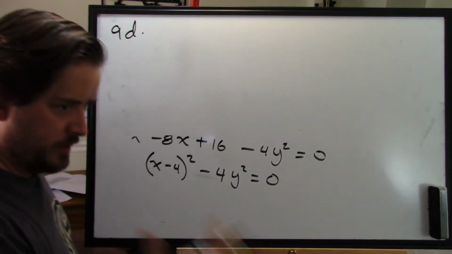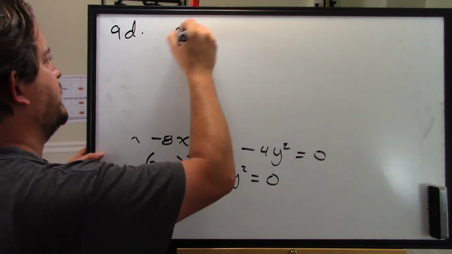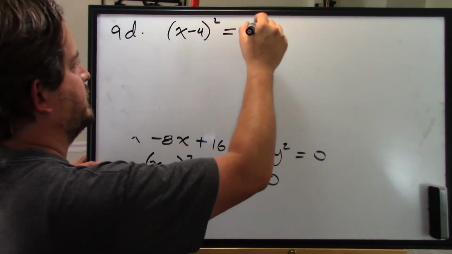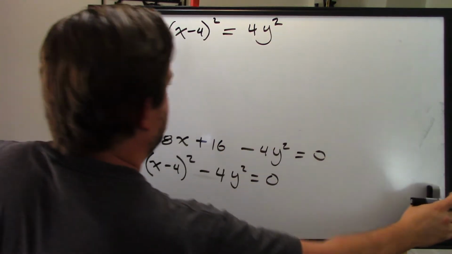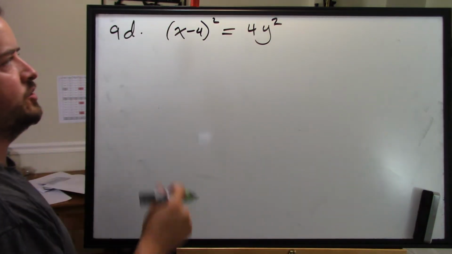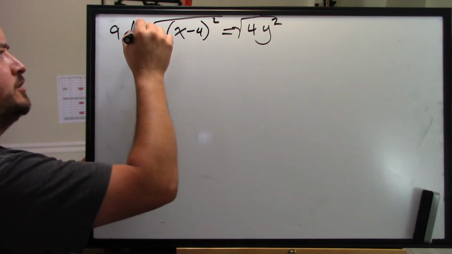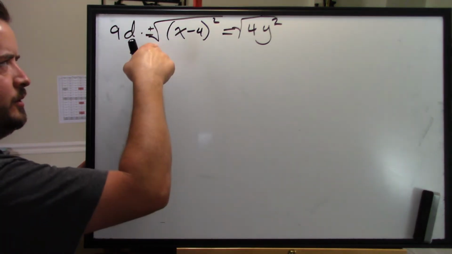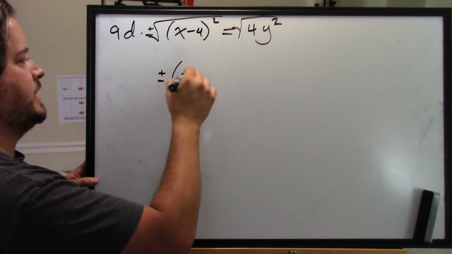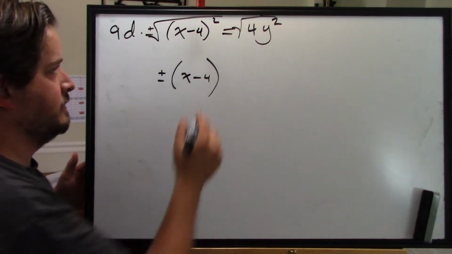Because I can't turn it into a hyperbola, that doesn't mean that there's not solutions. So x minus 4 squared is equal to 4y squared. That's essentially what I've simplified this thing down to, but I can take the square root here, and the square root here, and I need a plus or minus on one or the other, so I'm going to put the plus or minus on the left. So that gives me a plus or minus x minus 4. I'm going to leave it in parentheses because the plus or minus applies to the whole thing.